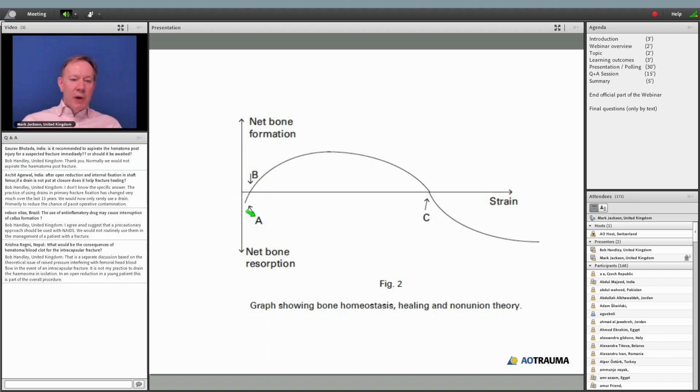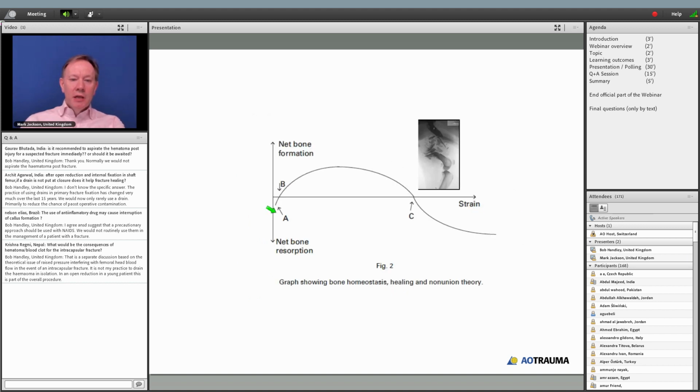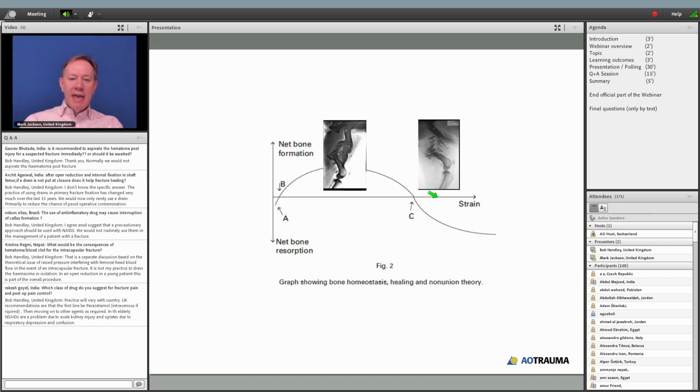Homeostatically, in the normal situation, we're looking at the situation from A to B. And if we look at our original fracture model with no stability, at this point, immediately post fracture, we have very high bone strains, way beyond point C. And as that heals, it evolves into much lower strain until the fracture unites, when we're then back into the normal range at this point.